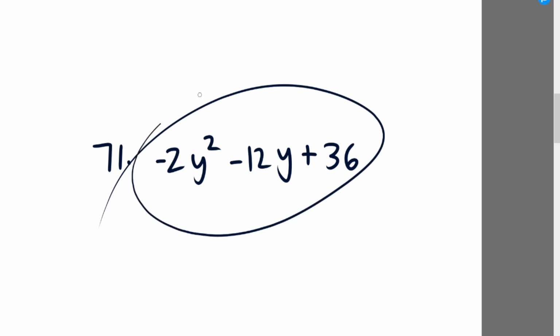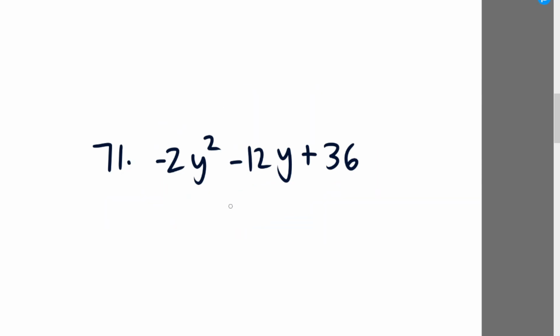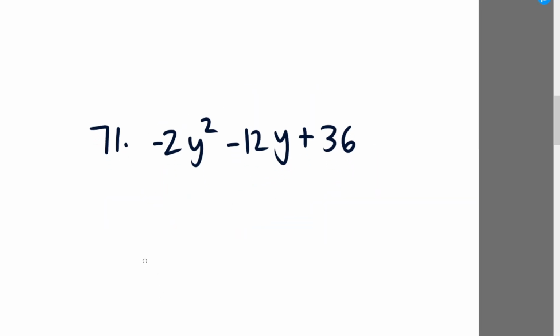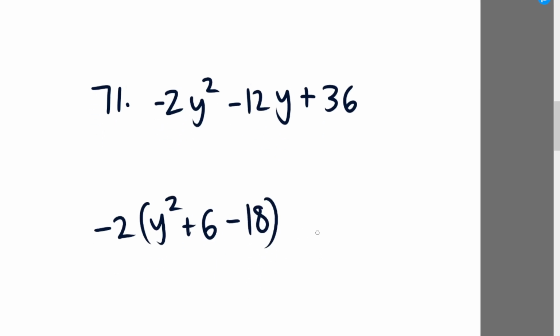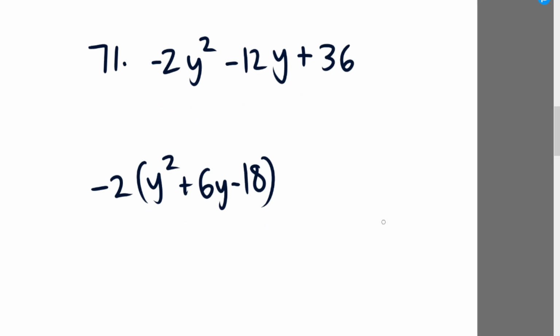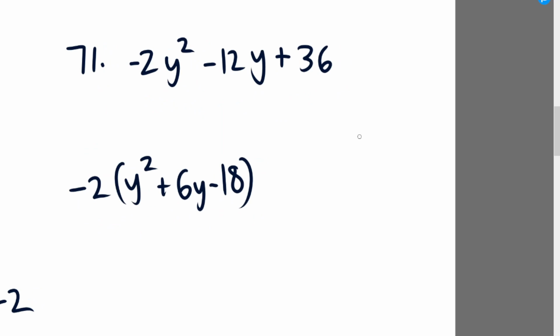So these all have a 2 in common. And we always want the leading coefficient to be positive, so we'll do negative 2 times y squared plus 6y minus 18. My bad. Now we can ignore this negative 2 for a minute, but it's still important. We just don't need it when we're factoring.